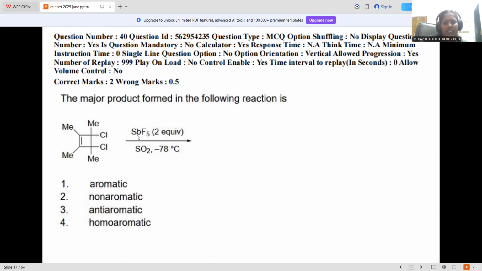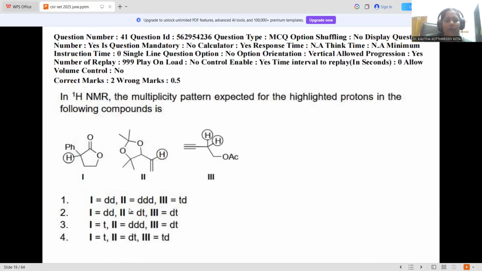First of all, we need to understand strontium pentafluoride is meant for the removal of chlorides from the system, so that carbocations will be originated. So here cyclobutene dicarbocation is aromatic in nature in accordance with the Hückel pi electron system, right? So for question number 40, option 1 will be the right answer. Let me go with the question number 41.